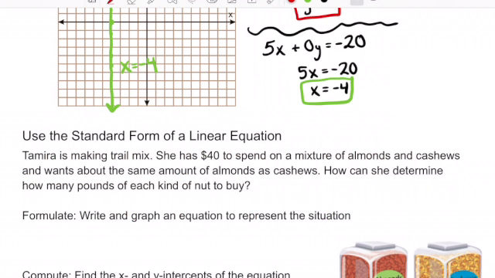In this next example, we will use the standard form of a linear equation in a word problem. Tamara is making trail mix. She has $40 to spend on a mixture of almonds and cashews and wants about the same amount of almonds as cashews. How can she determine how many pounds of each nut to buy? Write and graph an equation to represent the situation.